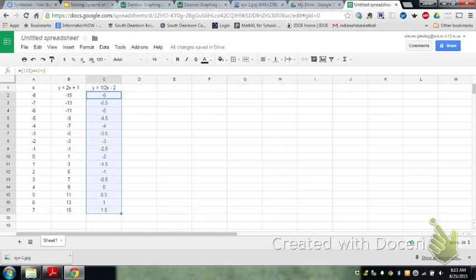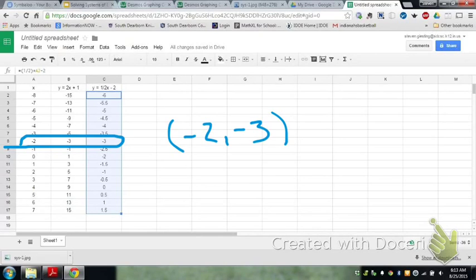As you can see, I'll try circling. Notice here in this row, our y values are the same. So when x is negative 2, we got negative 3 for both equations. Thus our answer becomes negative 2, negative 3, because that's where the y columns are the same. Let me write that down.